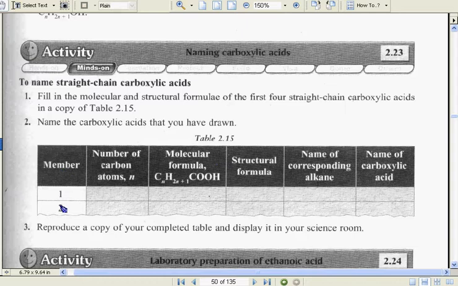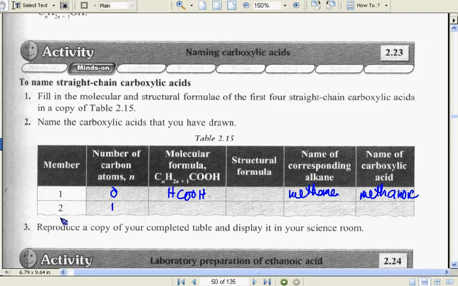Now the first member, the number of carbon atoms, 0. So therefore the molecular formula, when you substitute 0, becomes HCOOH. I will draw the structural formula later. So the name of the corresponding alkane with 1 carbon is methane. Therefore the name of the carboxylic acid is methanoic acid. Now the second member will have the value n equals 1 and so on.